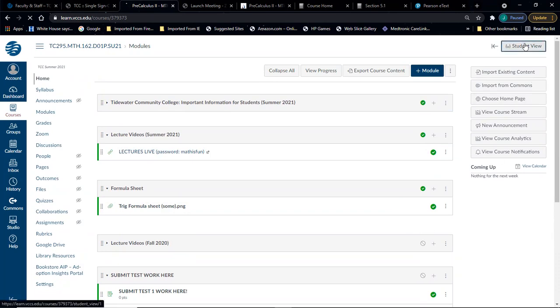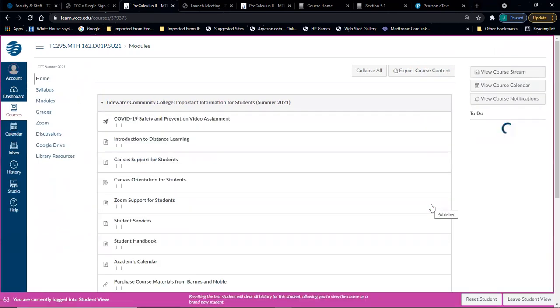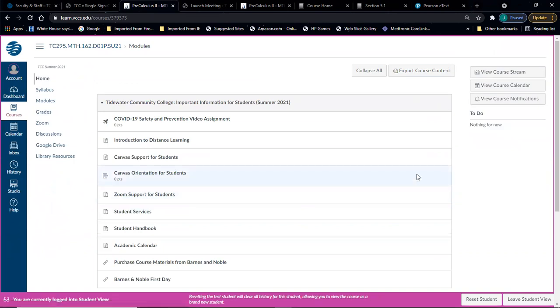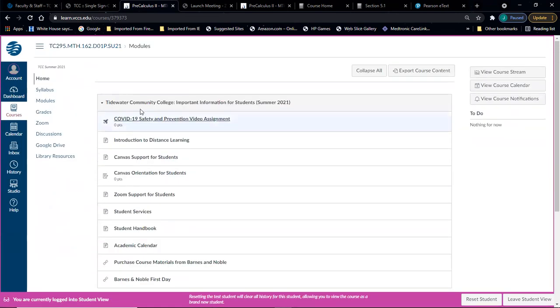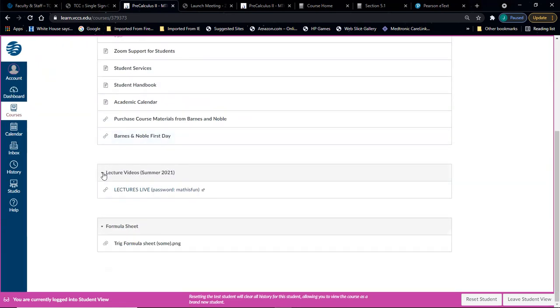So let's actually go to student view to show you what it looks like right now for you. So when you sign in, first thing you see is some TCC stuff, and I can move these sections around. So I actually like to have this one at the bottom so it's not in the way. The thing I like at the top is the lecture videos. So this was the link to the live lecture.